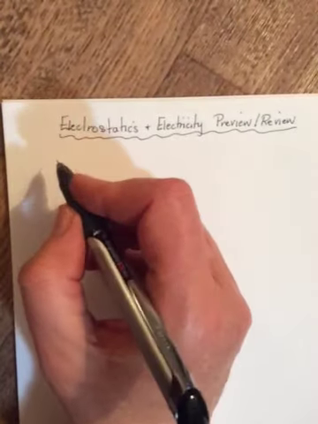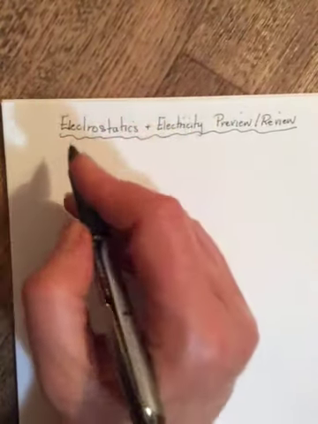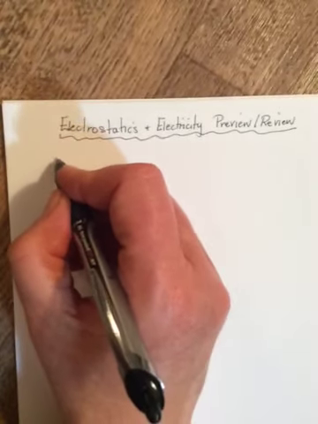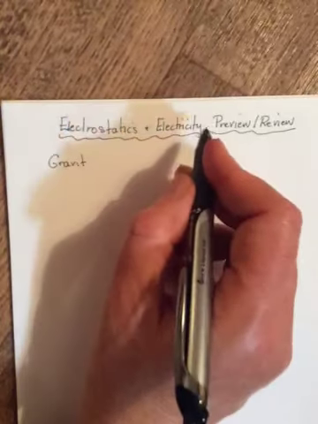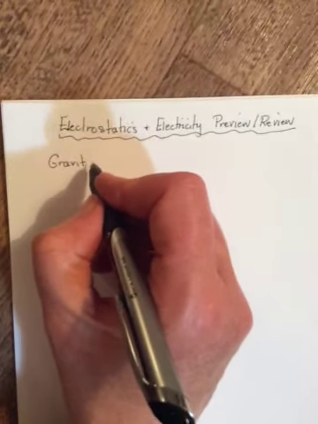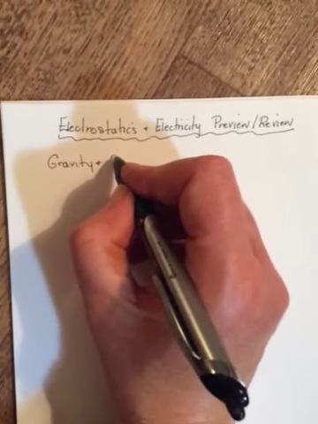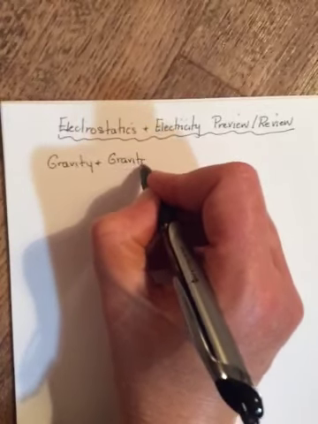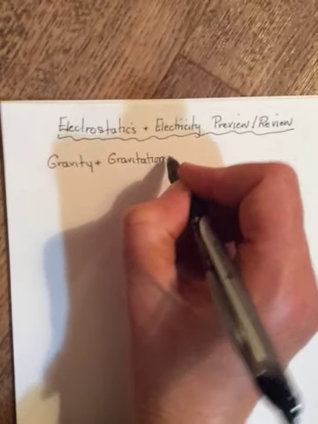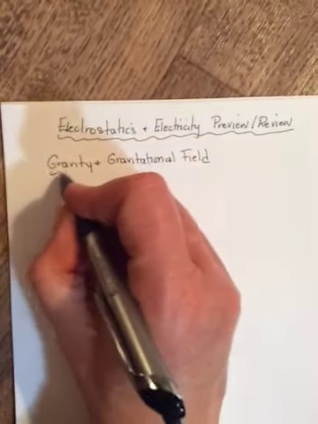But the other interesting thing is the parallels. It's not just a parallel between magnetism and electricity, there's also a parallel with gravity. So we're going to look at first, even though this says a preview of electricity and electrostatics, I'm going to look at gravity and what's called gravitational fields. So just a couple of minutes on this.